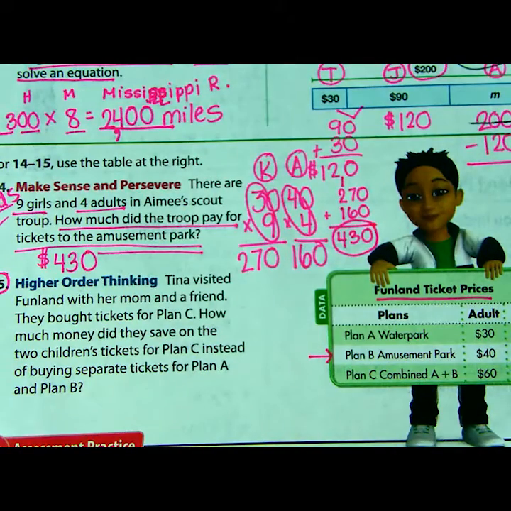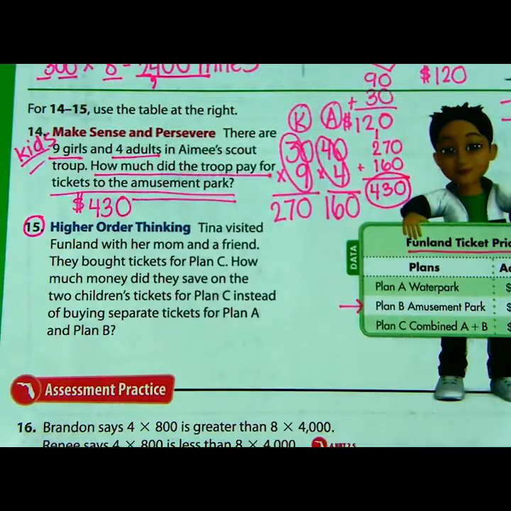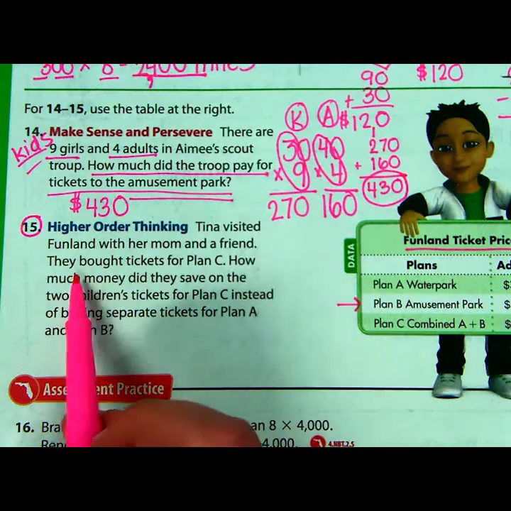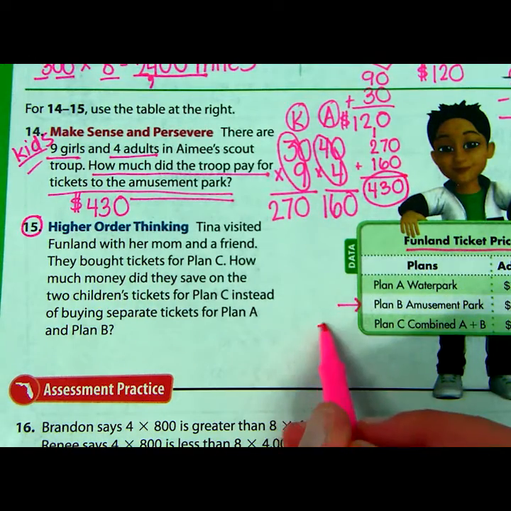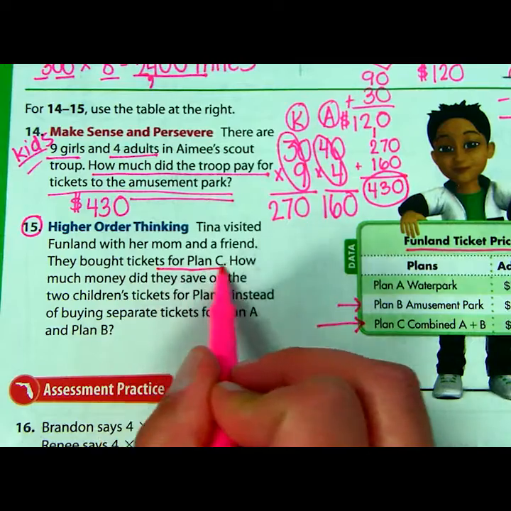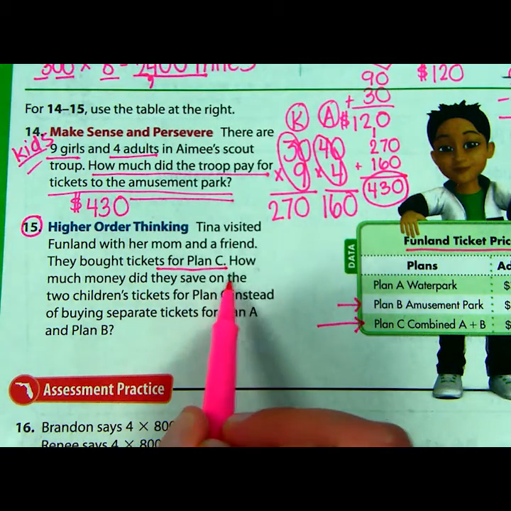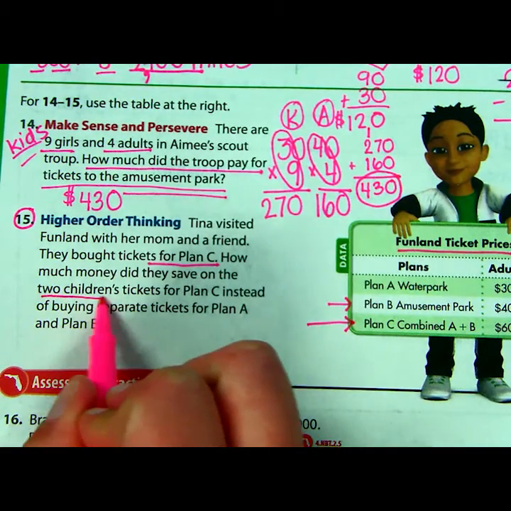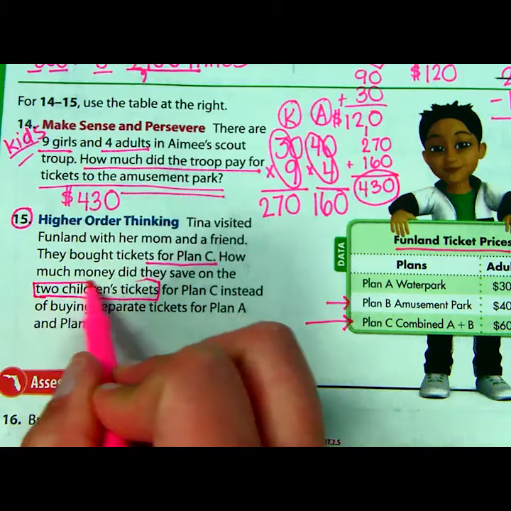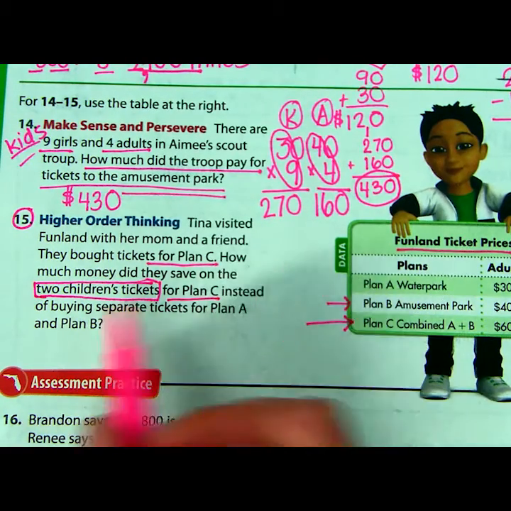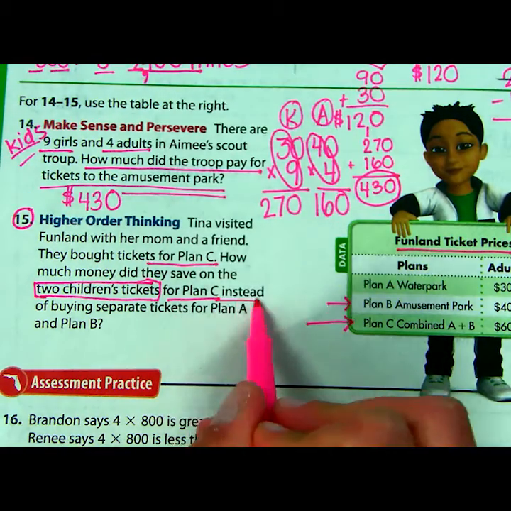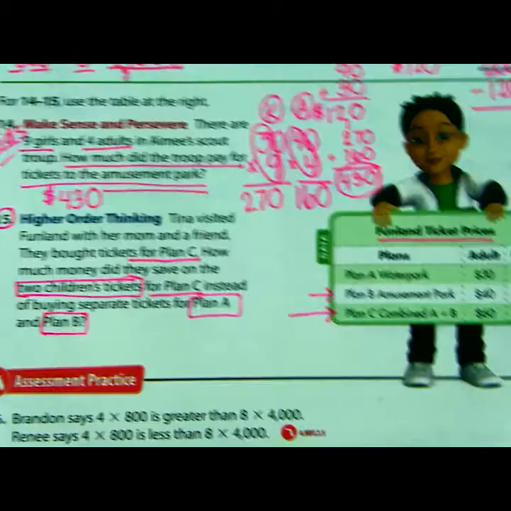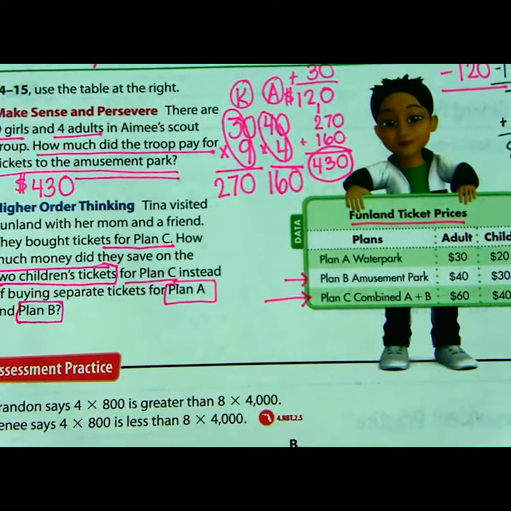Last one. Tina visited Funland with her mom and a friend. They bought tickets for Plan C. How much money did they save on the 2 children's tickets for Plan C instead of buying separate tickets for Plan A and Plan B? Good grief. Okay, so first we need to find out how much they spent on Plan C.